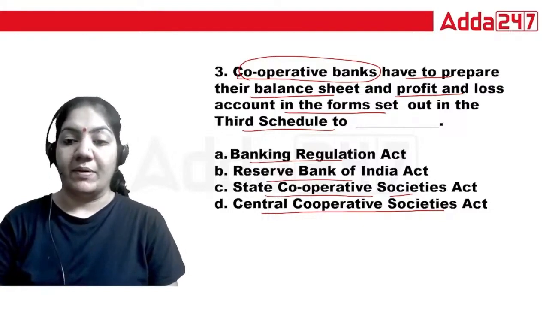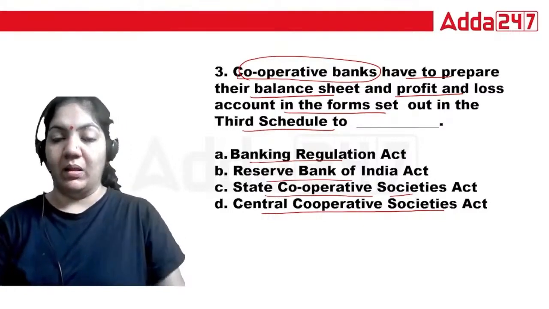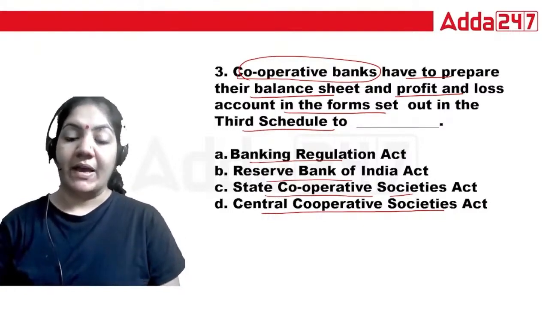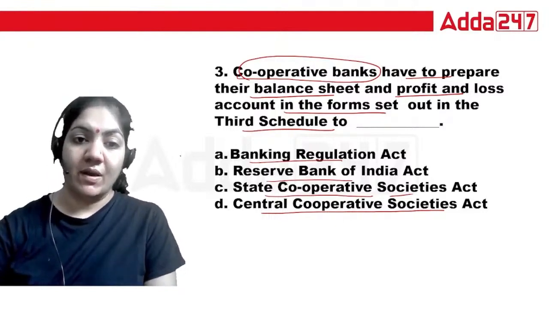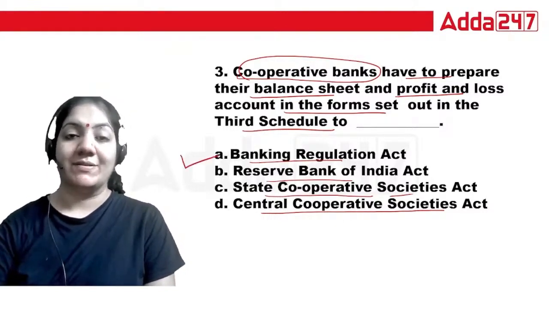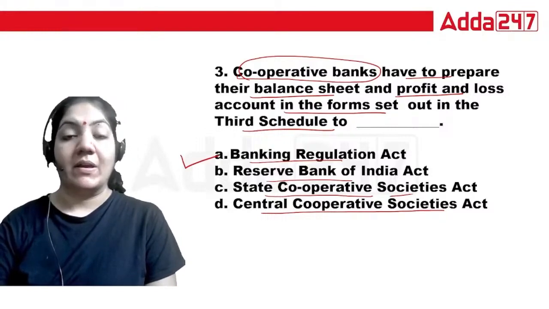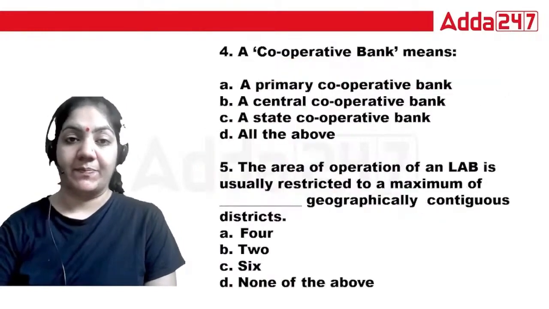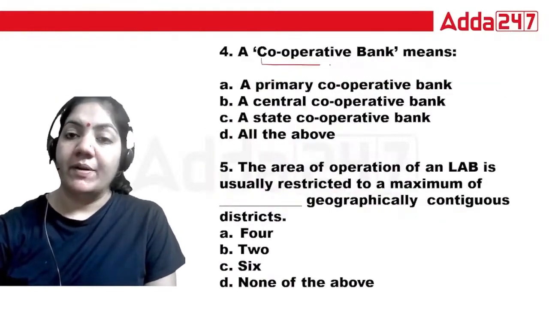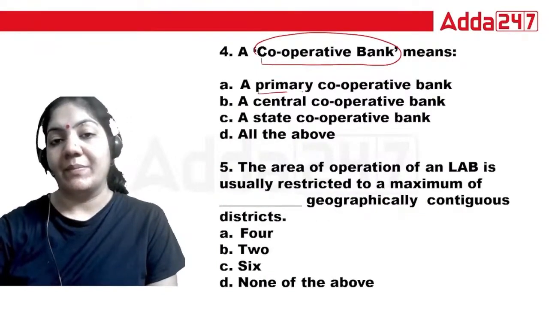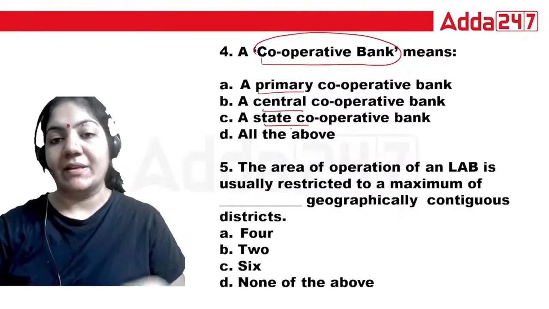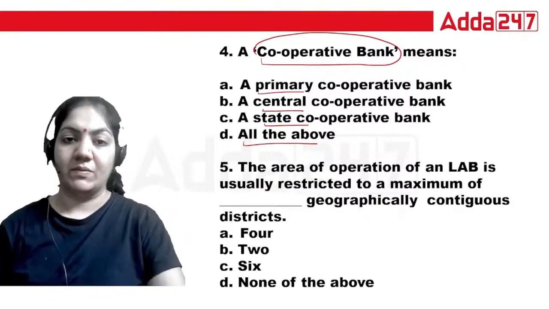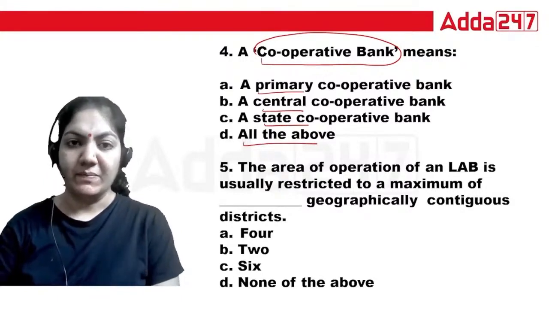Whether it is cooperative or whatever, they have to follow the guidance of the Banking Regulation Act. Whether it is State Bank, cooperative or RRB, everyone has to follow the act. The cooperative bank means primary, central, state cooperative and all of the above. Which of the following is the right answer? Fourth one.